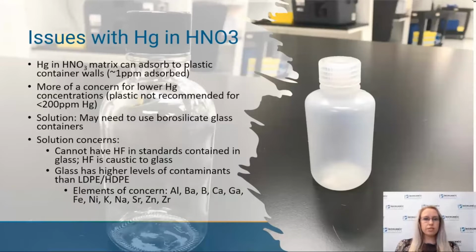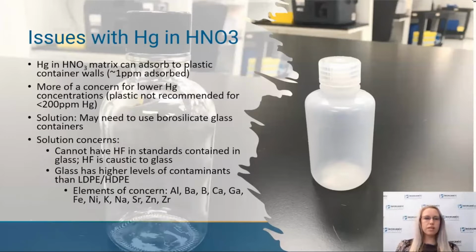So what matrix should you have your mercury standards in? A lot of people like to use nitric acid as the matrix for their standards, but there are issues for mercury in nitric acid alone. In nitric alone, mercury can adsorb to the container walls of plastic. We found that about 1 ppm is adsorbed.